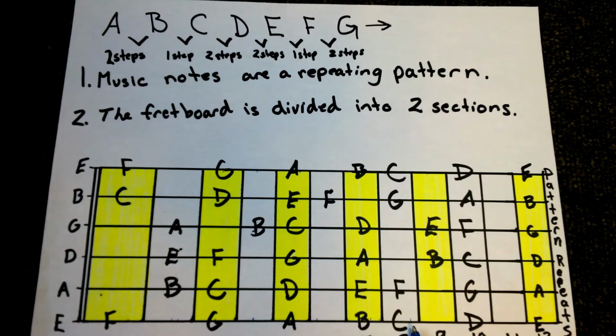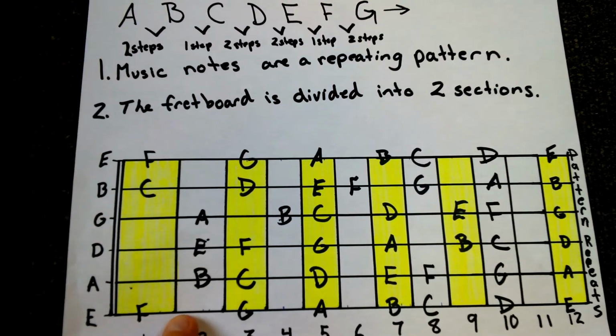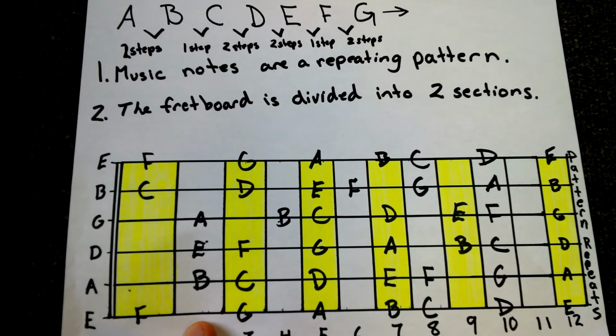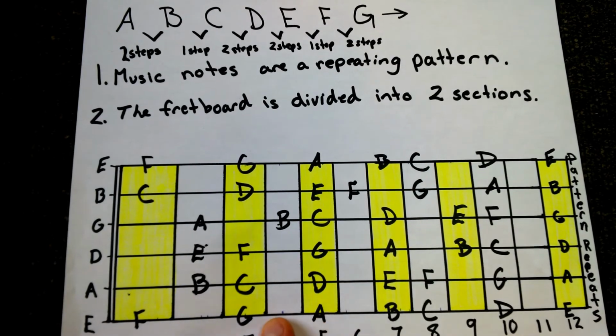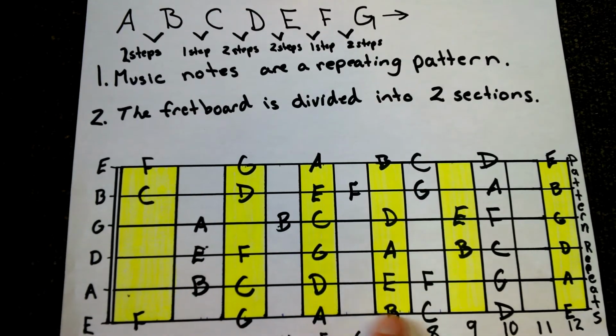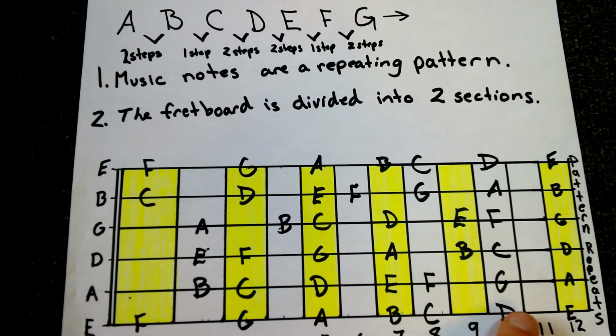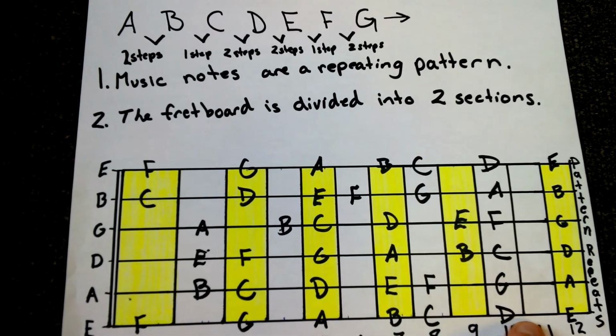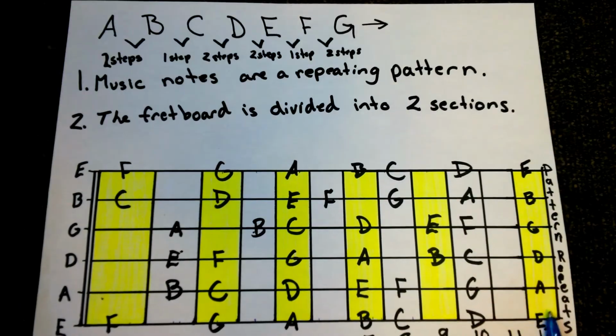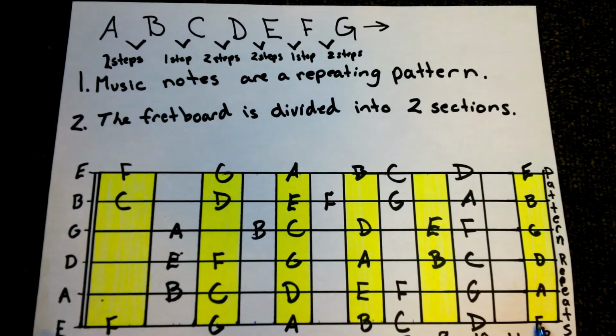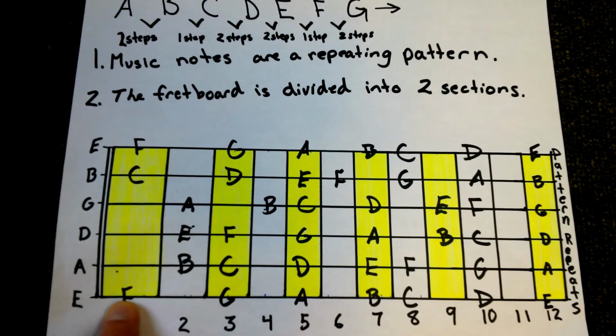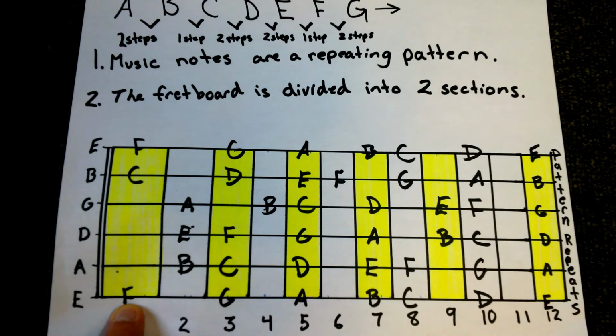So you can just work your way all the way up here. F sharp is the exact same thing as a G flat. G sharp is the exact same thing as an A flat. A sharp is the exact same thing as a B flat. C sharp, exact same thing as a D flat. D sharp, same thing as an E flat. And then there is no E sharp, because right here it's an F. You see what I'm saying?